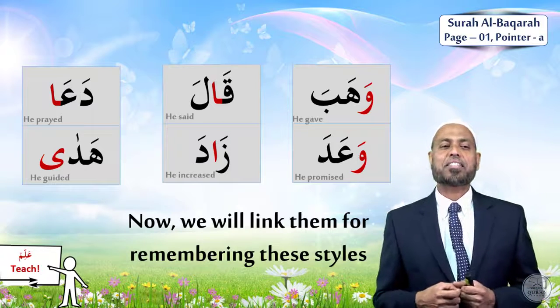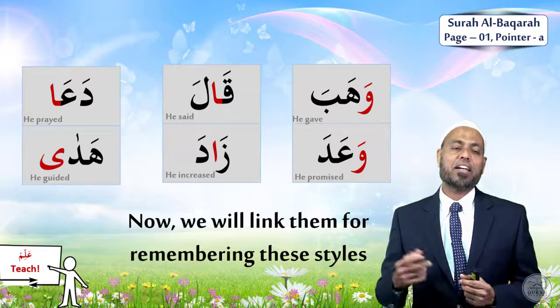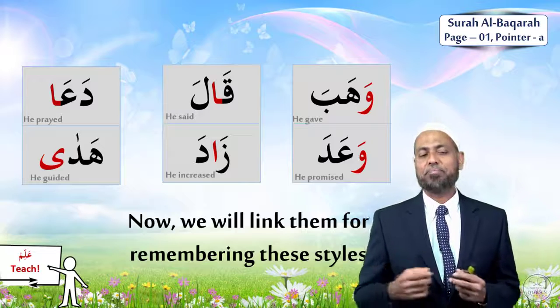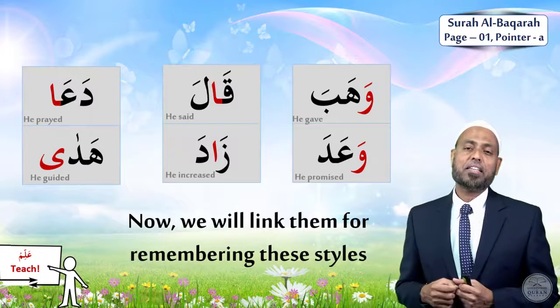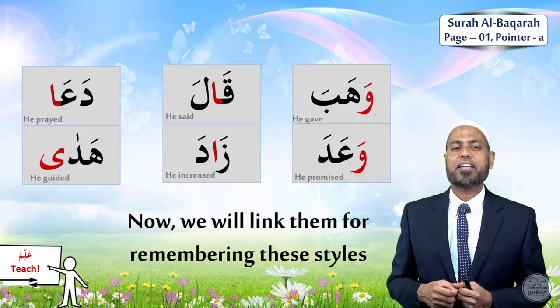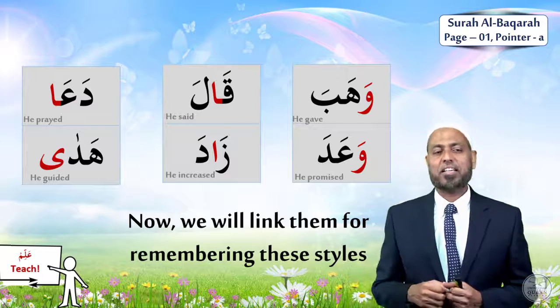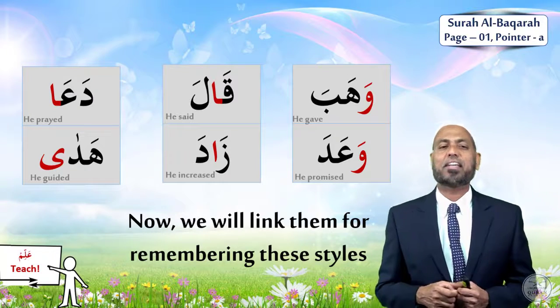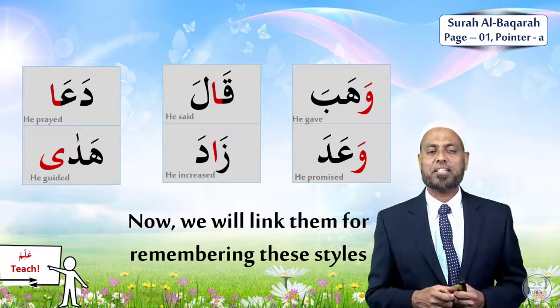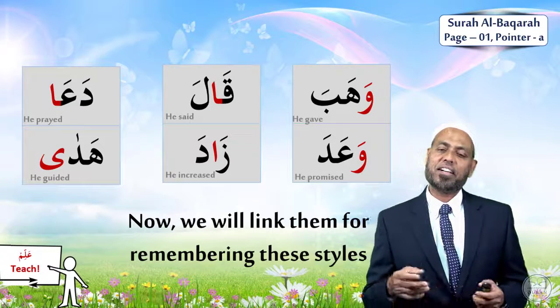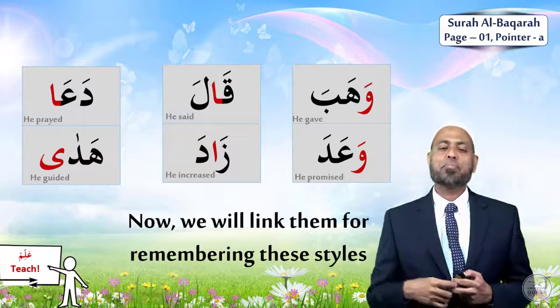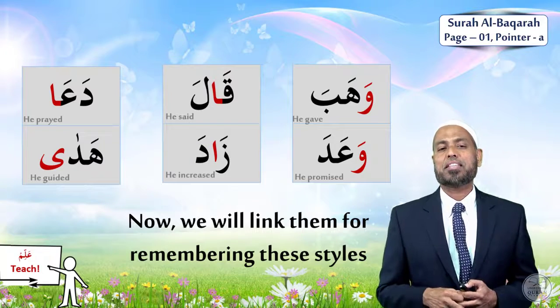And the third pair is da'a and hada. Da'a means he prayed, and hada, he guided. Can you translate? Da'a, he prayed. Hada, he guided. Again, da'a, he prayed. Hada, he guided. Now we will link them for remembering these styles.